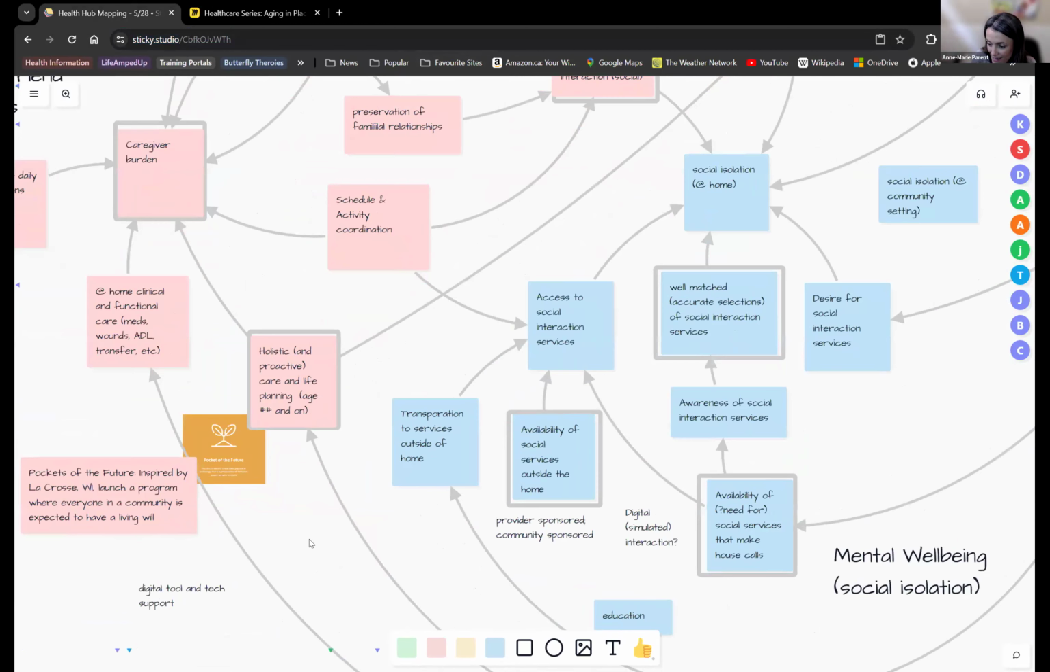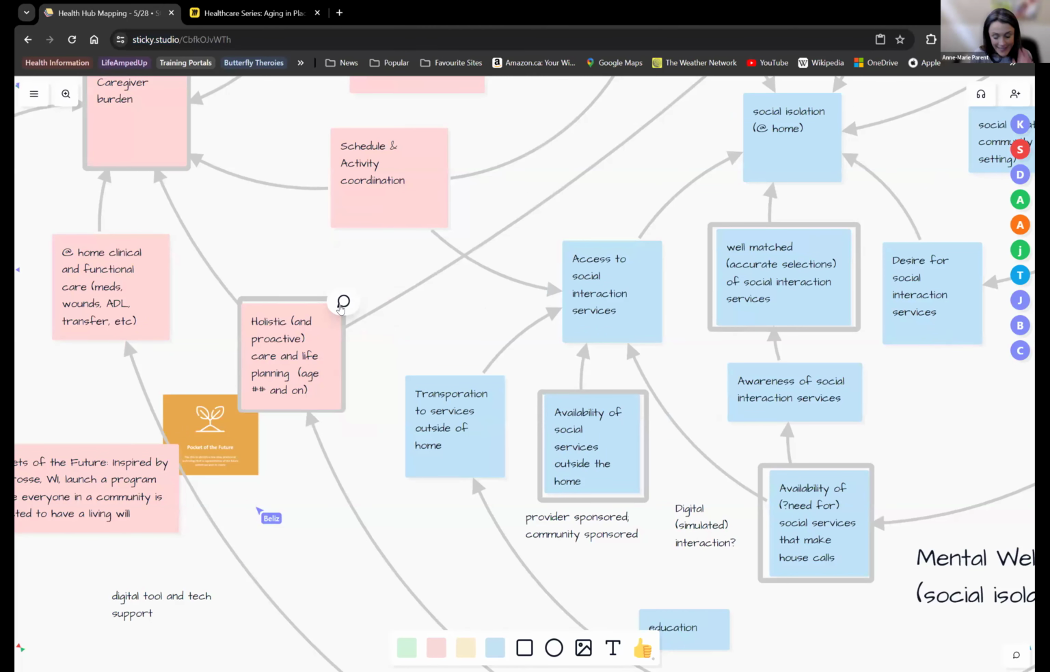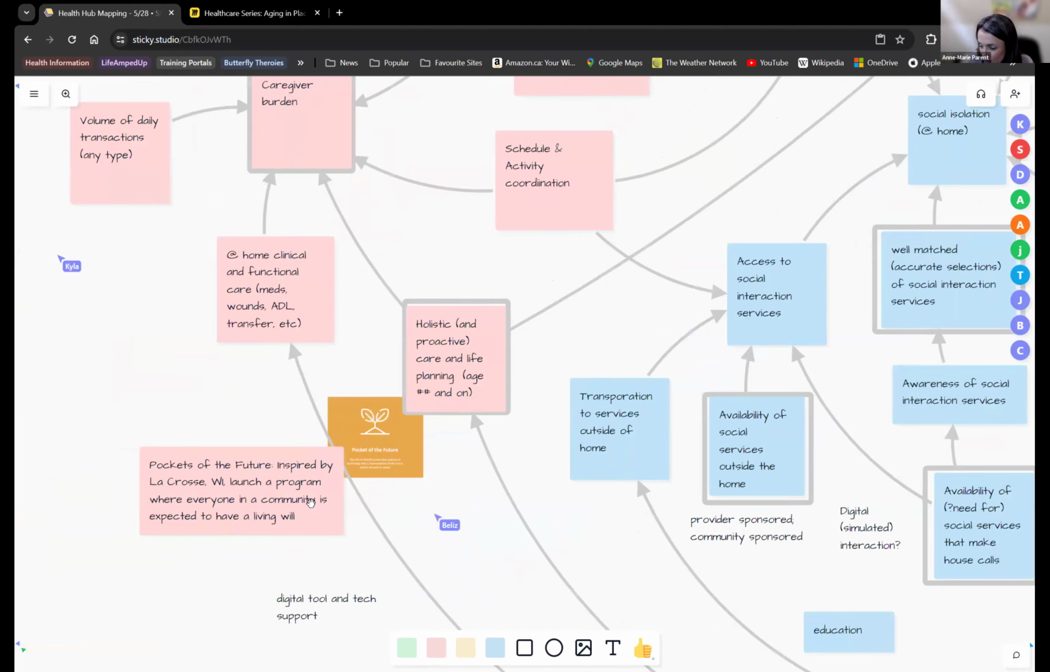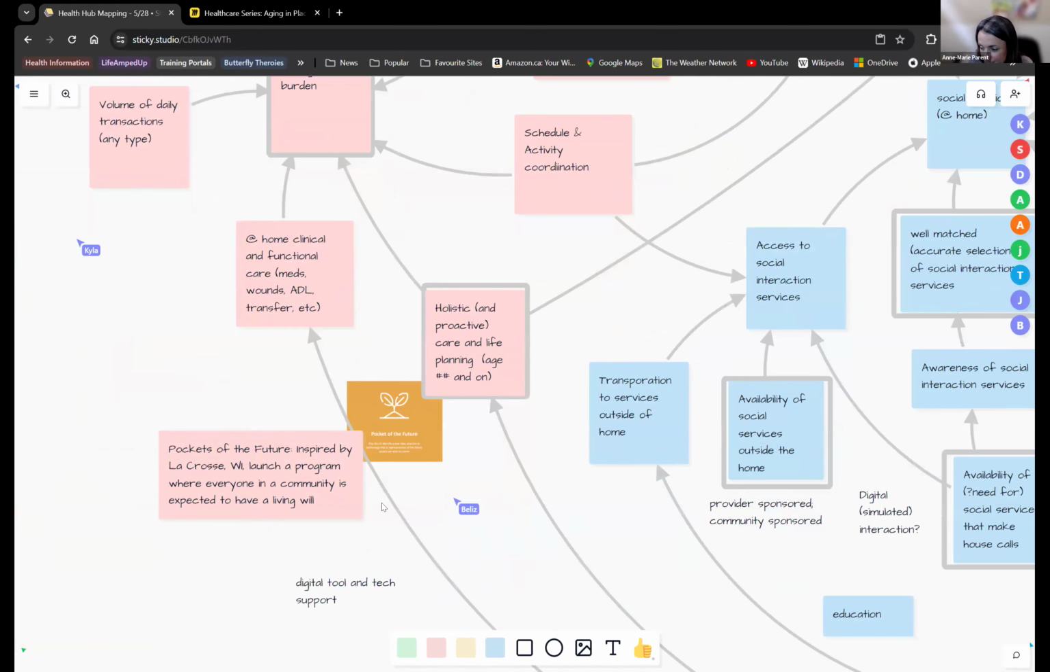One of the elements we identified as helpful for successful aging in the appropriate place was this notion of holistic and proactive care and life planning. So that's an idea of what we would like the system to have. And so I wrote a suggestion around this pockets of the future notion, inspired by La Crosse, Wisconsin: maybe launch a program where everybody in the community is expected to have a living will. For those who aren't familiar, in La Crosse, Wisconsin, I think everybody in the community is expected to have a will for what's going to happen when they die.